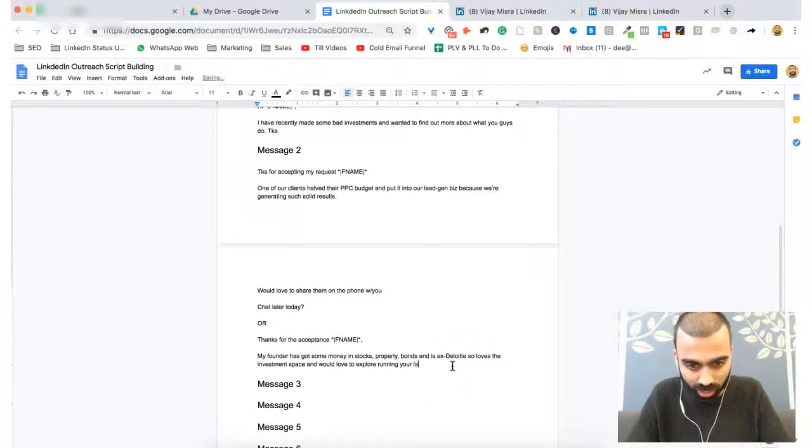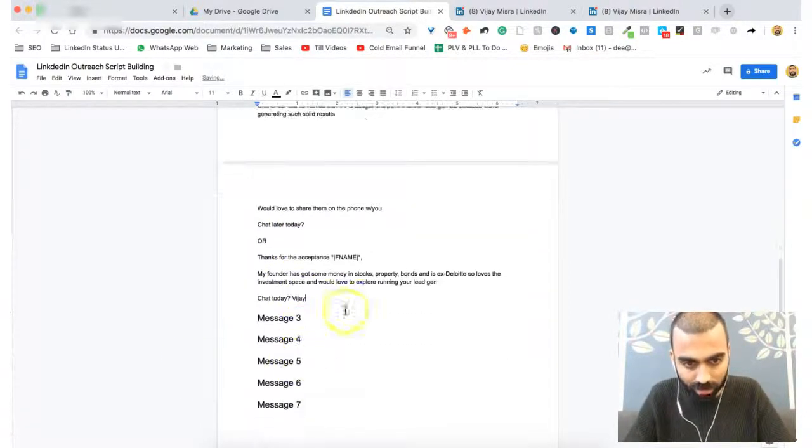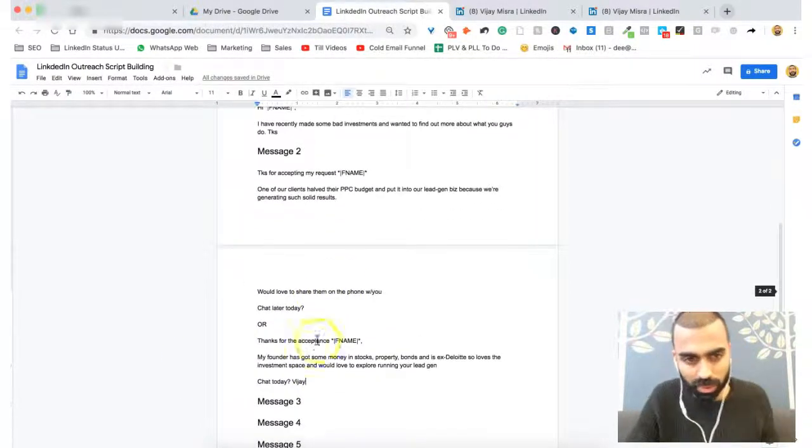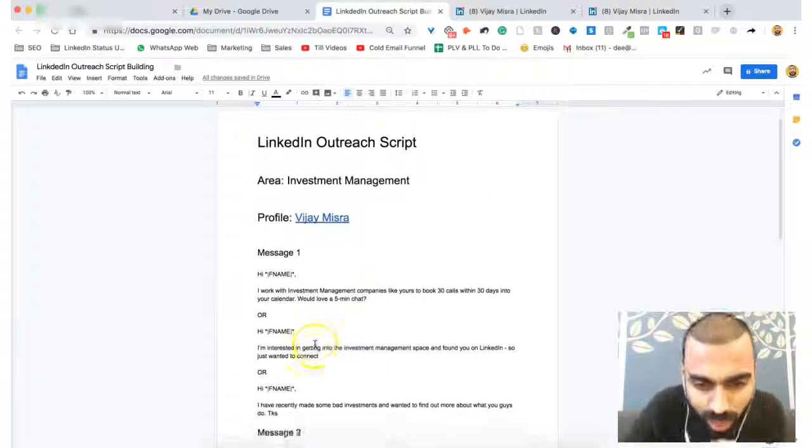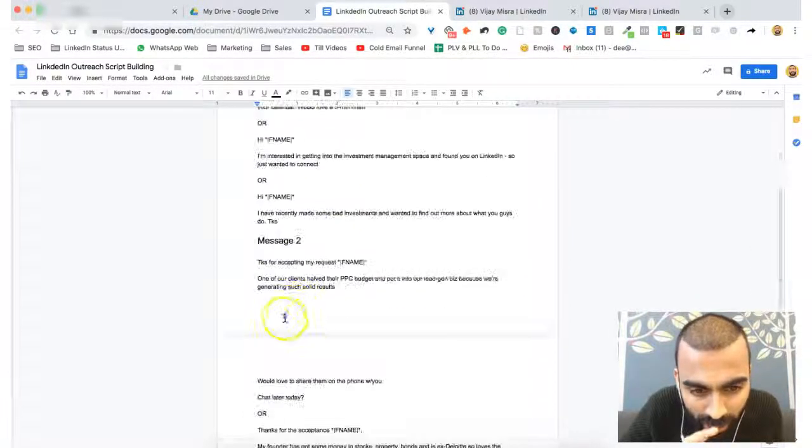Running your lead gen chat today. Right, so that's two examples, and we're basing it upon these original examples. Cool.